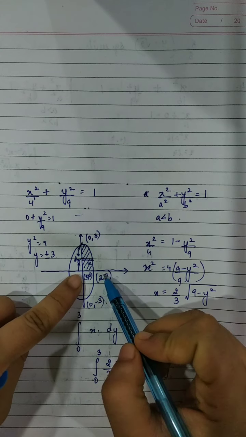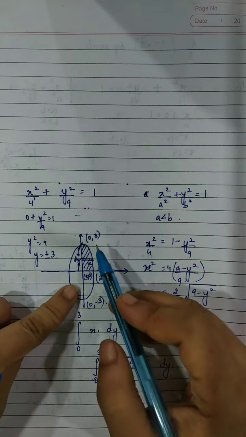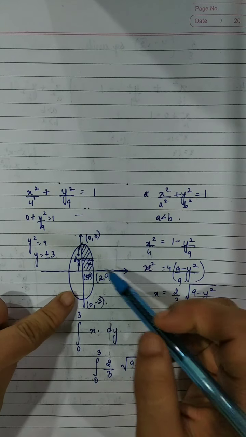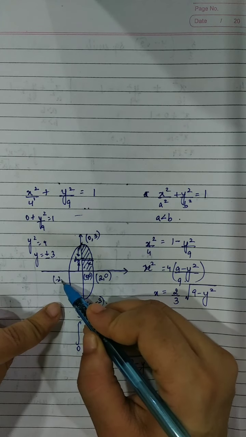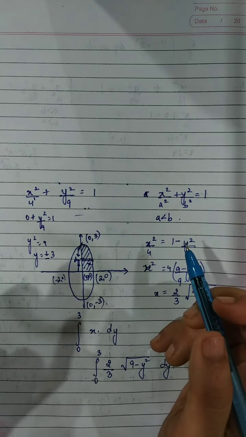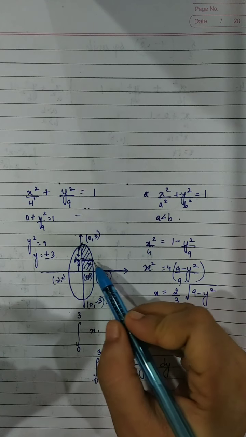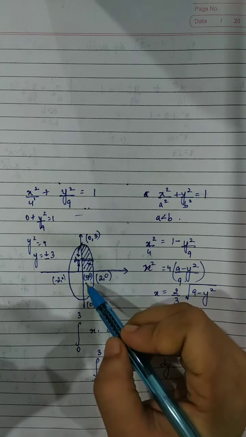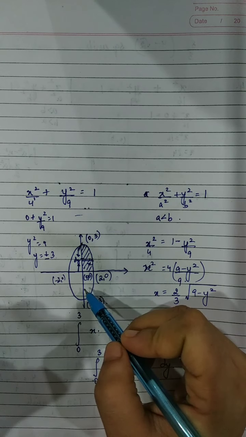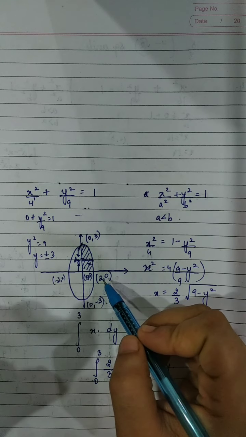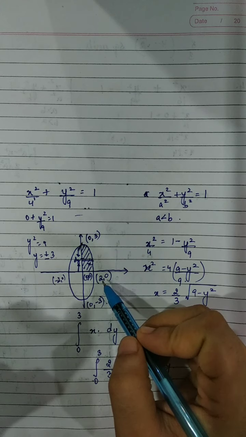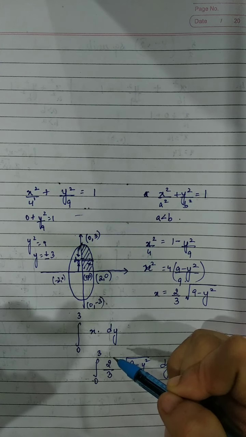Likewise, my x coordinate would be 2 comma 0, and this one would be minus 2 comma 0. So you can do it two ways. I can either find out the area along the y-axis or the area along the x-axis. In both cases it would come out to be the same, right?